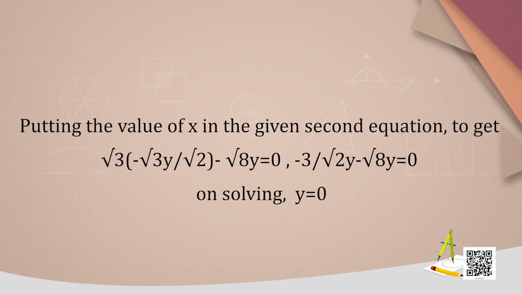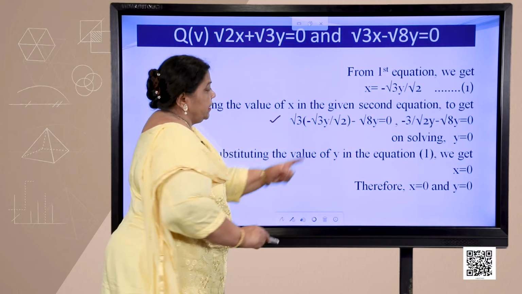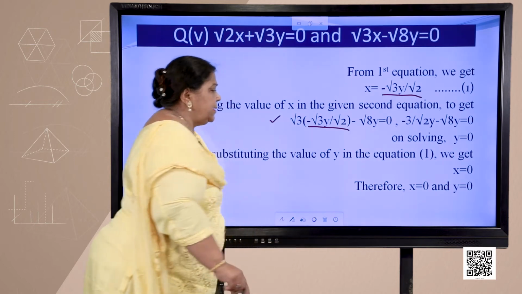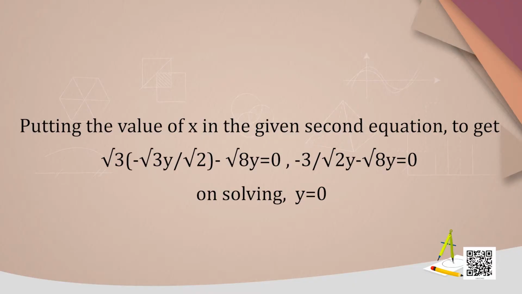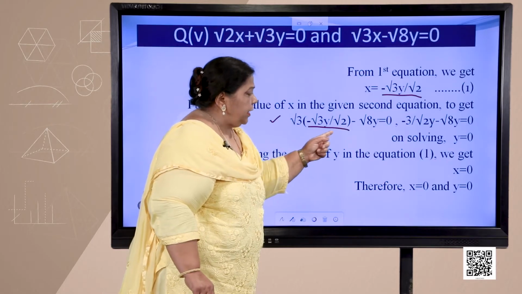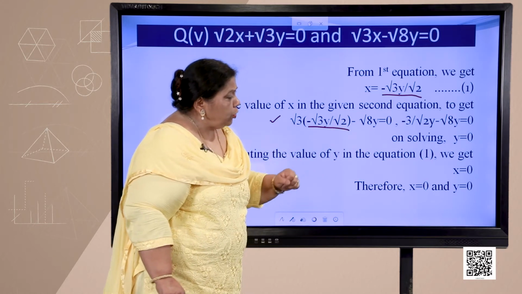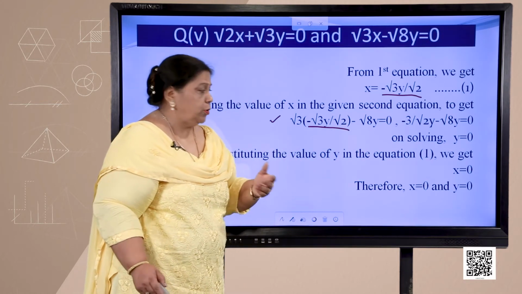Our second equation is √3x − √8y = 0. Here can you notice we have substituted the value of x as −√3y/√2, minus √8y is equal to 0. That gives us, what is √3 into √3? It is minus 3 here divided by √2, y minus √8y is equal to 0.